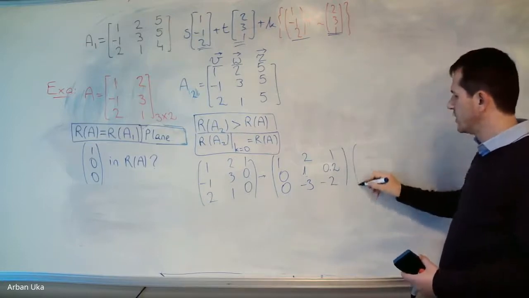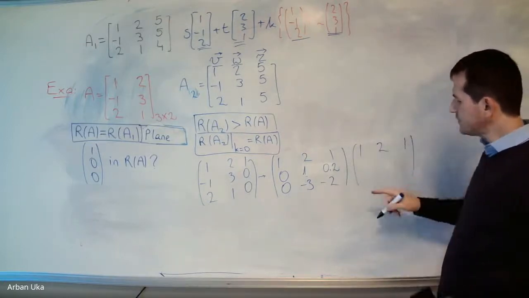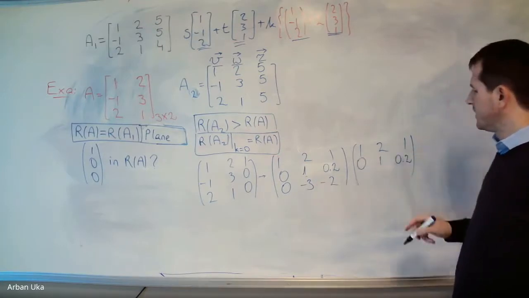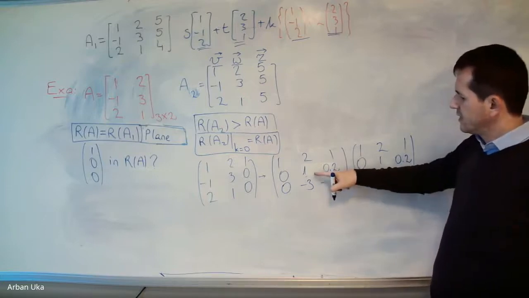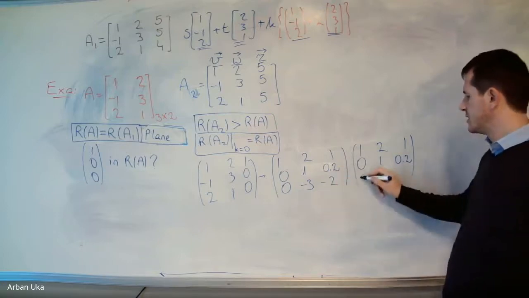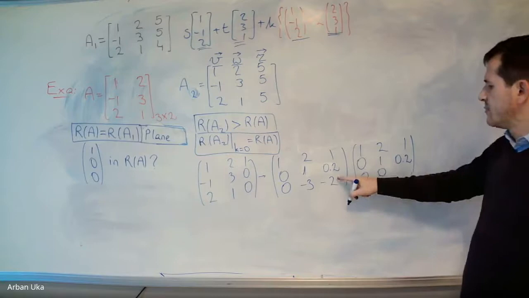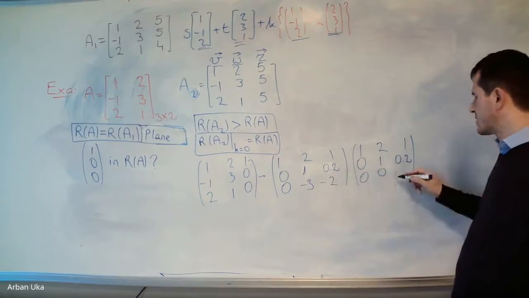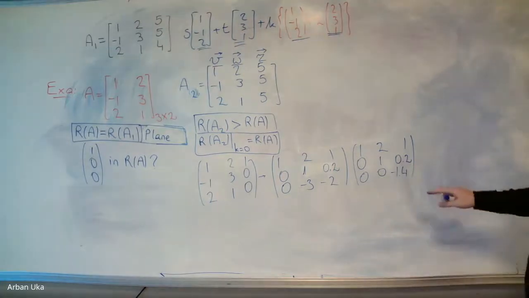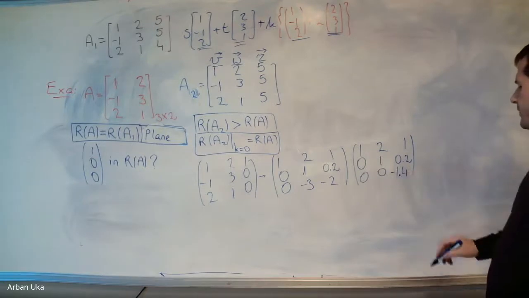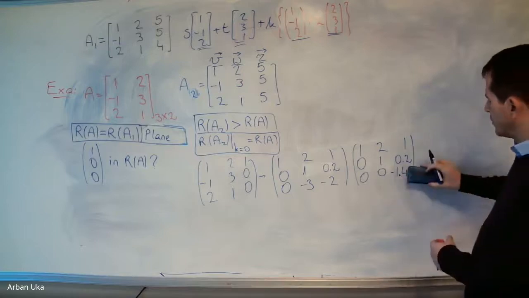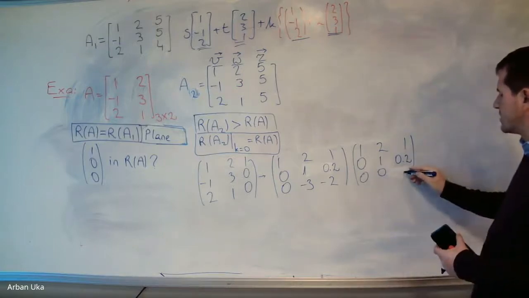And then what can we do next? This is 1, 2, 1. We keep this the same, 0, 1, 0.2. And then we add to the third row 3 times the second row. So we do minus 3 plus 3, 0, 0, 0. And this is minus 2 plus 0.6, we get minus 1.4. Then we can divide this by minus 1.4. What do we get here? We get 1. What can you say at this stage?